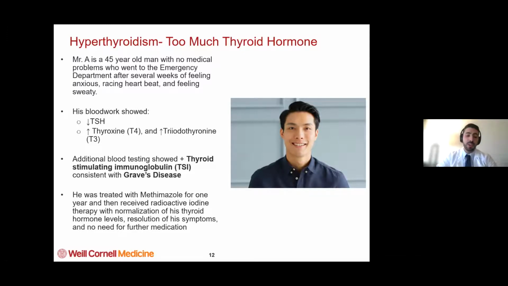And what we do is we slowly taper down the dose of these medications while monitoring very closely their thyroid hormone levels to see if they're in what we call remission, or normal thyroid hormone levels, without any further treatment. However, a good number of patients will not go into remission, and will require what we call definitive therapy. And so Mr. A received a small amount of radioactive iodine therapy that normalized his thyroid hormone levels, resolved his symptoms, and he did not need any further medication.